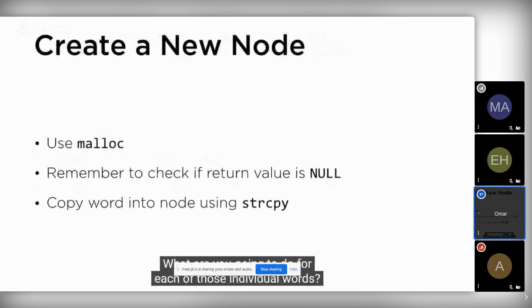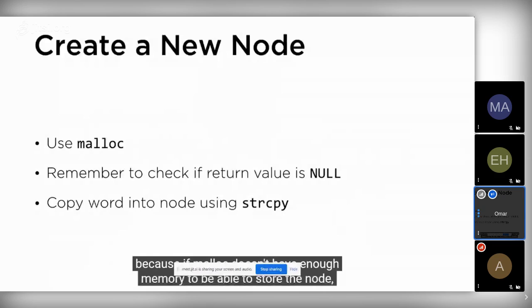What are you going to do for each of those individual words? Well, the next step is going to be to create a new node that is going to store that particular word inside of your hash table. How to do that? Recall that the malloc function you can use to allocate memory. So you'll want to allocate enough memory to store a new node. Be sure to check if malloc returns null or not, because if malloc doesn't have enough memory to be able to store the node, it'll return null and your load function should handle that. Once you create that node, you're going to want to copy the word into that node.